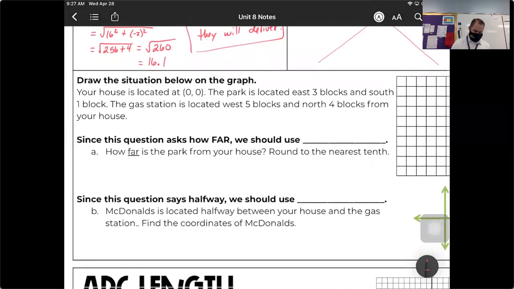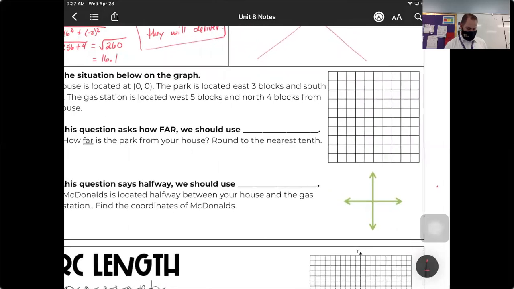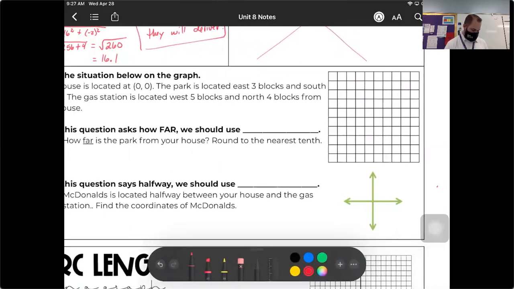All right. So this is a type of problem you're going to see again on quizzes and tests, so pay attention. The first thing it says is draw the situation. All that means is plot and label the points. That's all you have to do. You can draw, you can connect them with a line, but you don't have to get detailed here. It says your house is located at 0, 0. Okay, so we need the X and Y axis here. Otherwise, this means nothing.